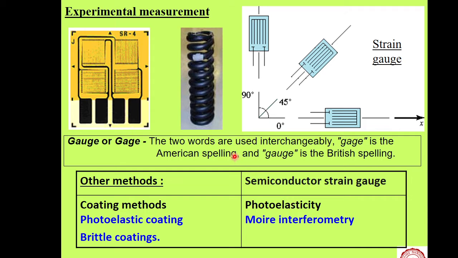Now in strain gauge you will sometimes find these two spellings for gauge. Okay. The first one is a British spelling and the second one is American spelling, right? So here I will be following the British spelling, that means this particular spelling for gauge. Okay. So these other methods we discussed in the last class. Okay. Now let us go into the strain gauge.